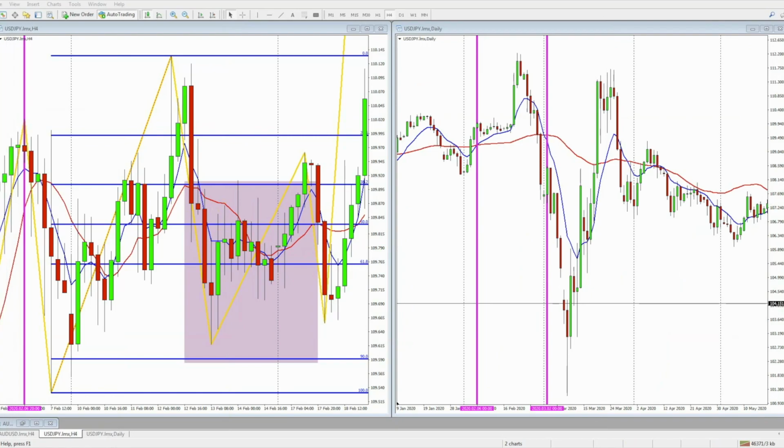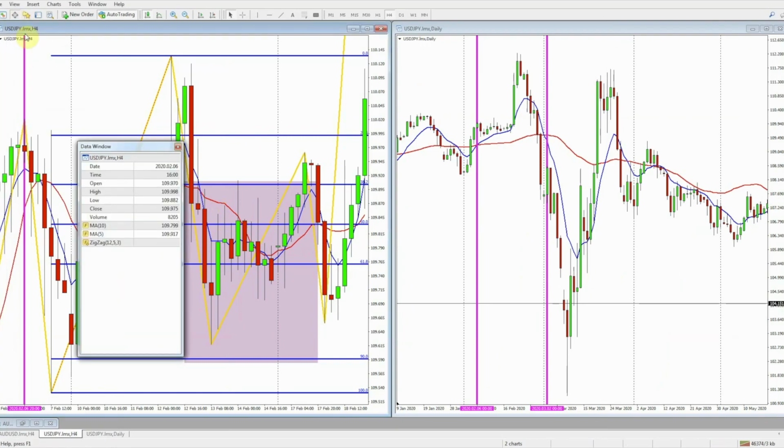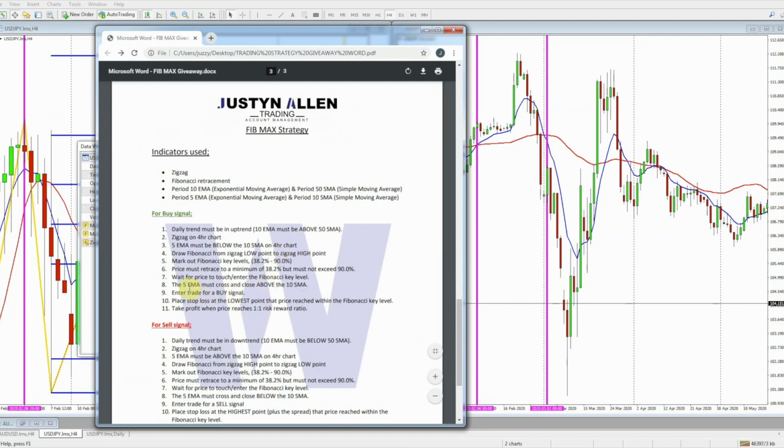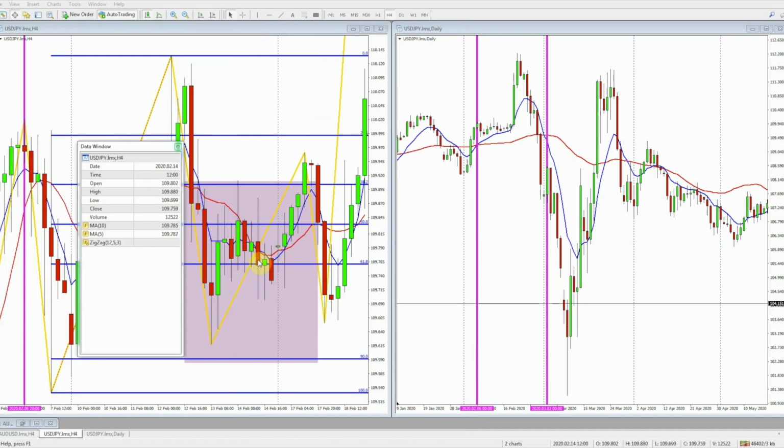But instead of trying to guess, what we do is we go up here, click on data window, hover above the candlestick. We're looking at these two values here. So MA10 is the simple and MA5 is the exponential. You can see that the MA5 has a reading of 109.787 and the MA10 has a reading of 109.785. So that's a clear indication that the 5 moving average has a higher value than the 10 moving average. And according to our strategy, when the 5 crosses and closes above the 10, that is a buy signal for us, so we can enter the trade. On the close of this candle, we would have entered the trade.